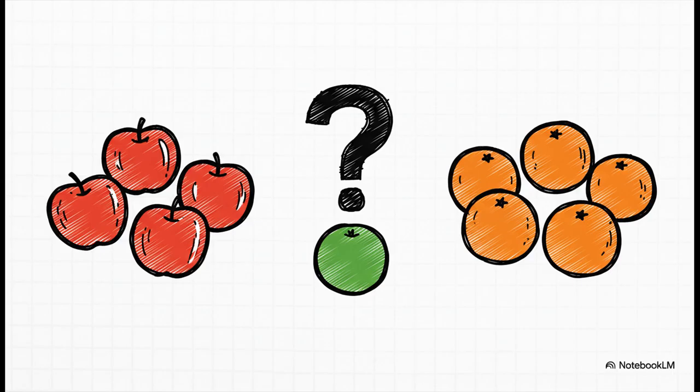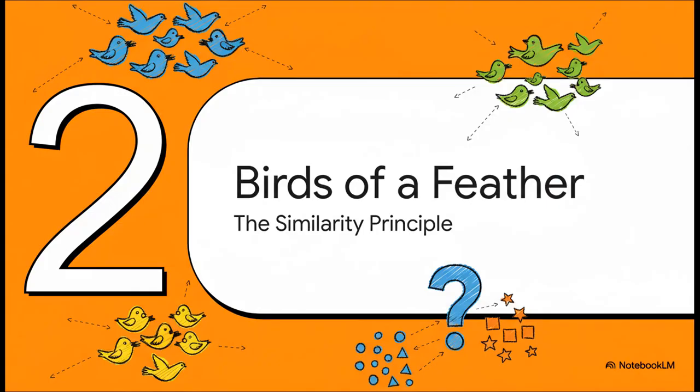Now, someone hands you a new mystery fruit. How do you figure out what it is? Well, KNN says the answer is simple. Just look at its closest neighbors. And this leads us right to a saying we've all heard a million times. Birds of a feather flock together.